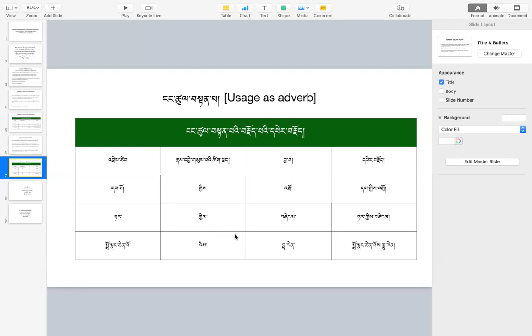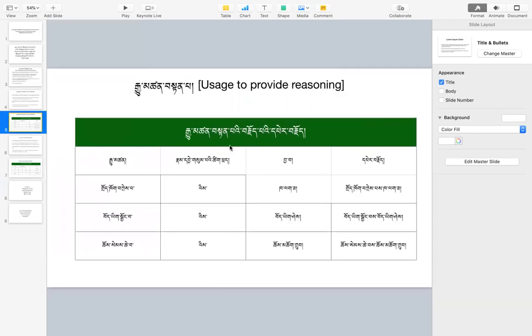So we see that these are the usage as adverb, and this is the usage to provide reasoning. And so two usage cases, which is inferential. So we had one usage case which is directly stated, which had 3 variations. So let me just summarize everything to this point, because then this will be the third grammatical case.